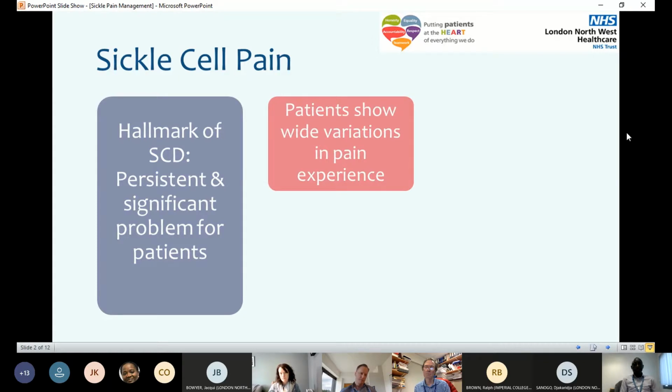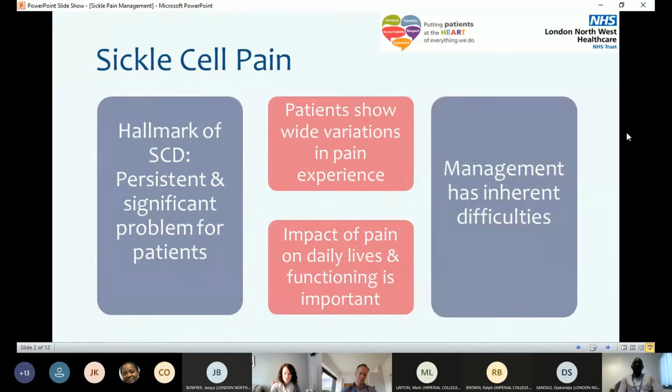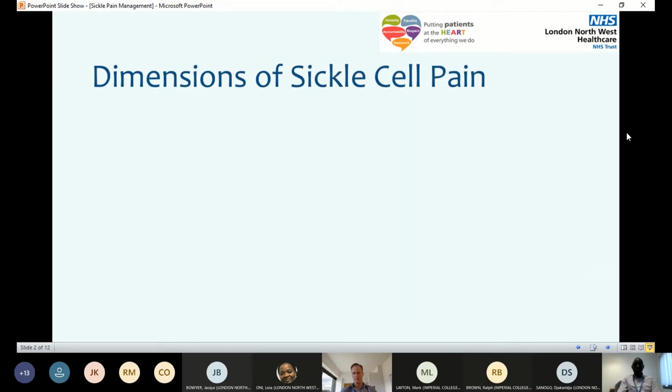So sometimes the challenge is not in terms of what actually happens broadly, but from the individual experience. Sometimes they might say, I've never had pain in this part of my body before, or I've never had that sort of pain before, and that experience is kind of different for the first time that occurs. But also, we know that the impact of pain on the daily lives of individuals is quite important in terms of how they function from a day-to-day basis. But the big problem that hopefully we can try and address today is that management of sickle cell pain has a lot of difficulty, and this is historic as well.